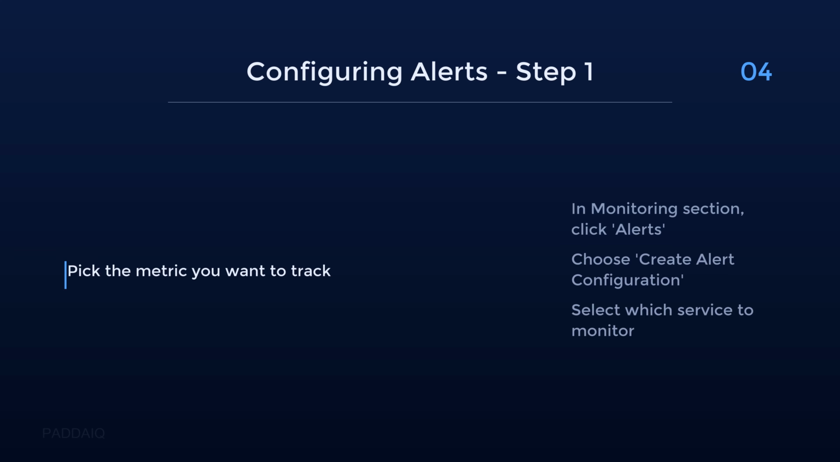Pick the metric you want to track. This means selecting a specific, measurable data point from your application or service to monitor. For example, you might choose to track the CPU usage percentage of your cloud application. By defining this metric, you set the foundation for your alert to detect meaningful changes.